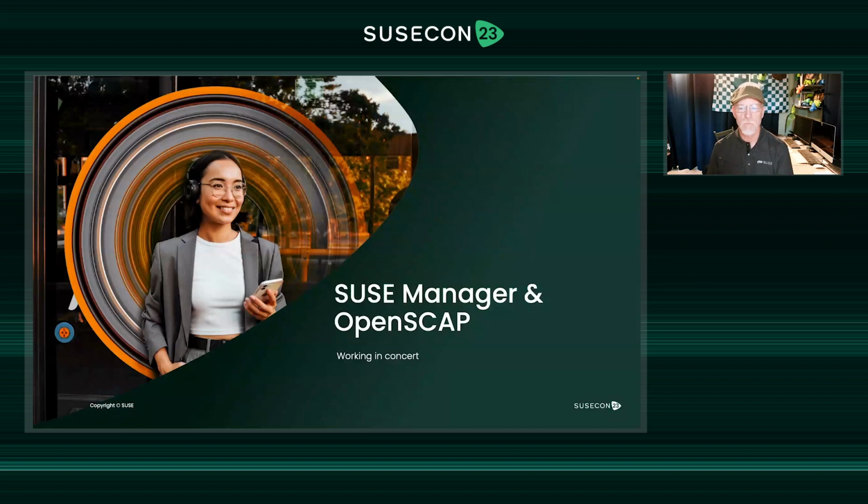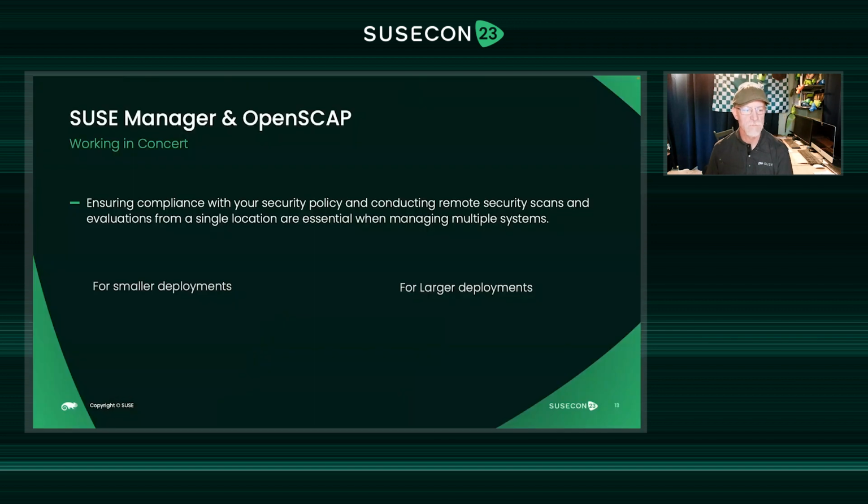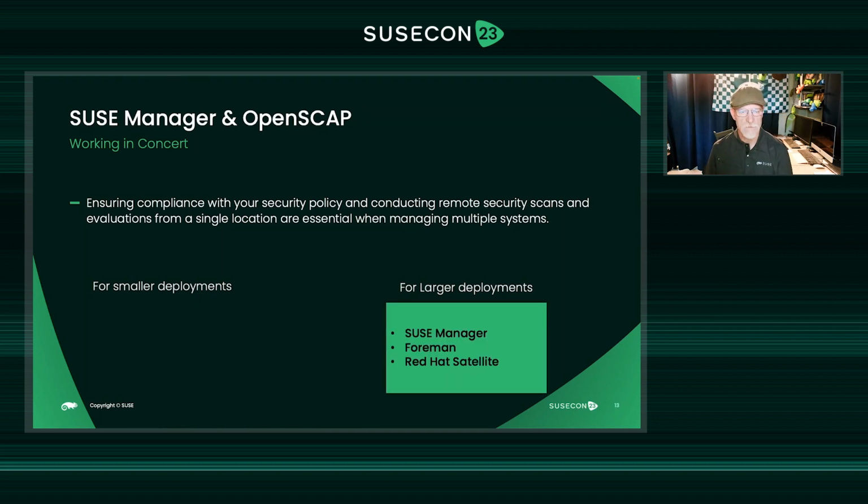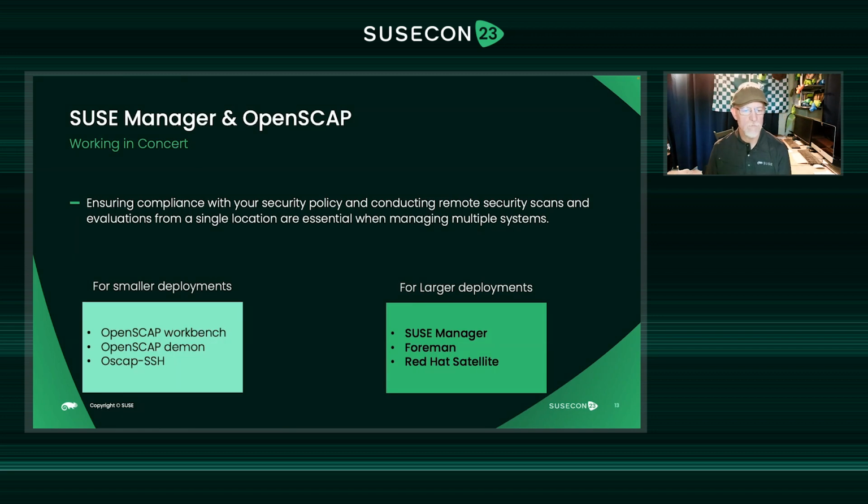So how does SUSE Manager work with OpenSCAP? How do they work together in concert? Well, we work with that OpenSCAP policy to do remote scans and evaluate from a single location, to make sure that all the systems, whether one system or hundreds of thousands, large deployments or small deployments, can be handled within OpenSCAP with SUSE Manager. SUSE Manager for large deployments is obviously right up front. Foreman and Red Hat Satellite are others, or other tools that can be used. For smaller deployments, you can use the OpenSCAP Workbench, which we're going to see an example of in a second, the OpenSCAP daemon, and of course, OpenSCAP SSH can be done.